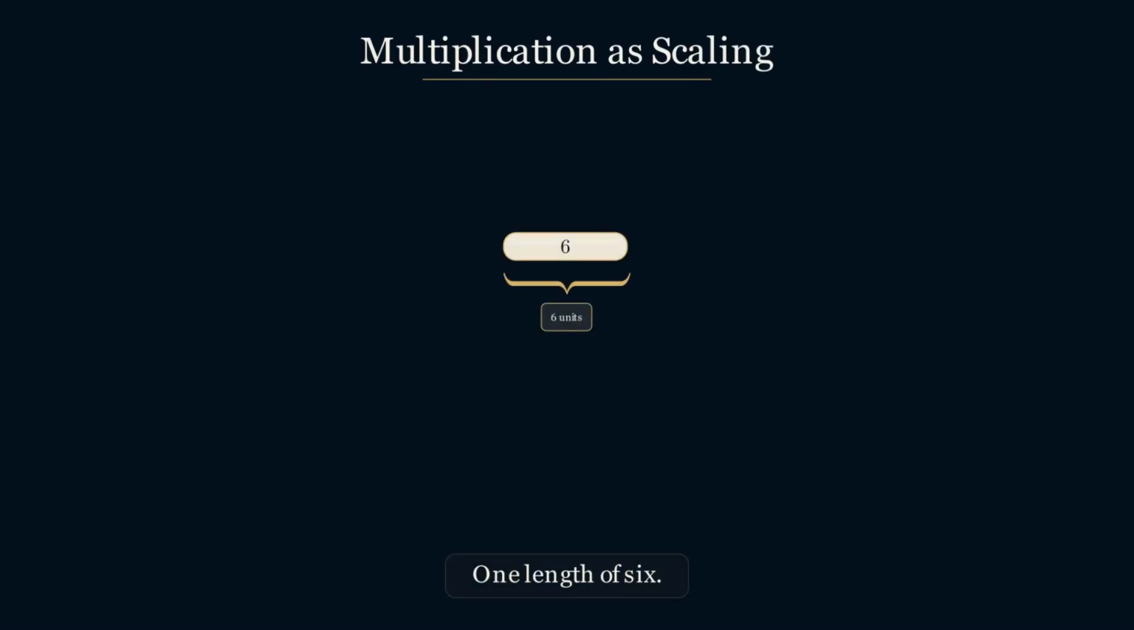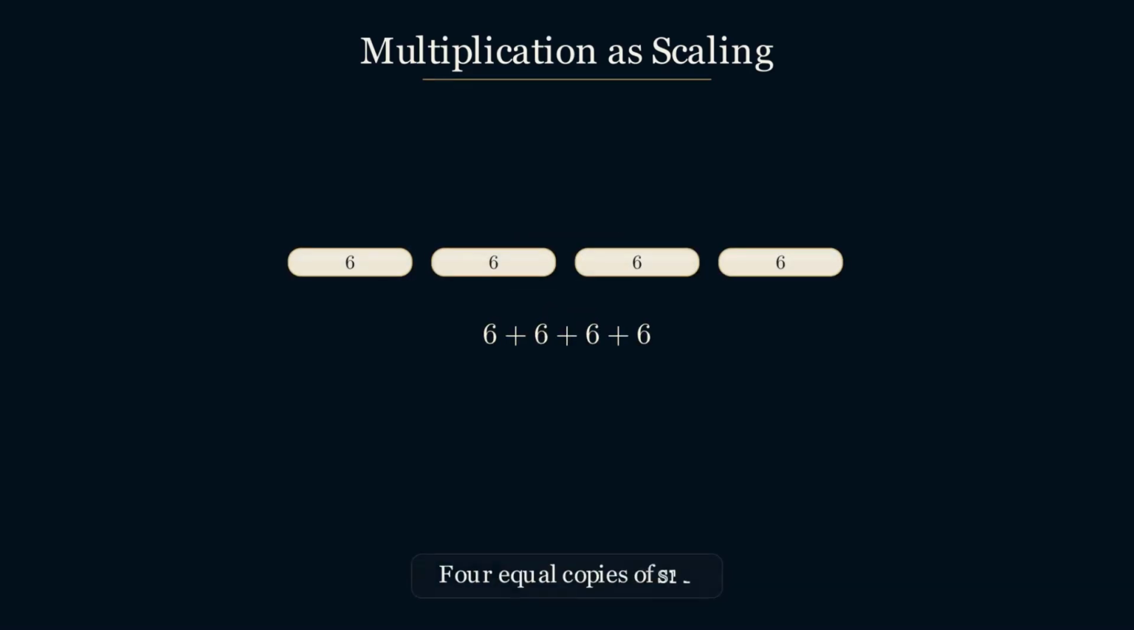Now think about multiplication as scaling. Start with 1 bar of length 6. On its own, it is just 1 copy of 6. Then we make 4 equal copies of that same length. 6 plus 6 plus 6 plus 6 is the same as 4 times 6. The 4 tells us the scale factor, 4 equal copies.